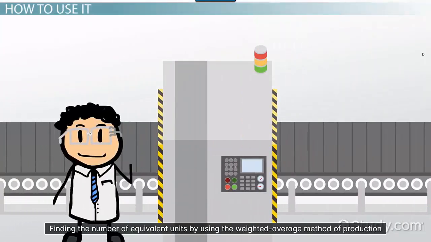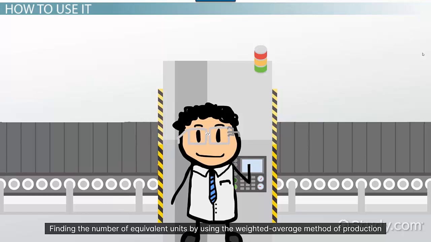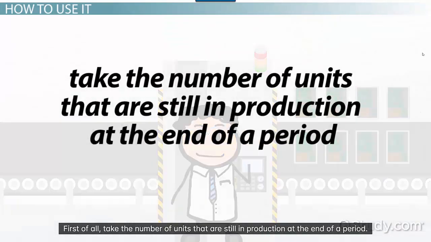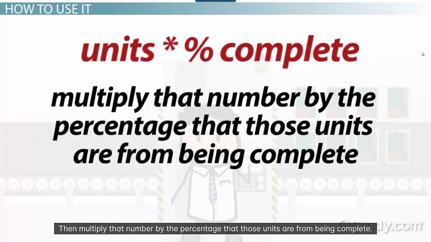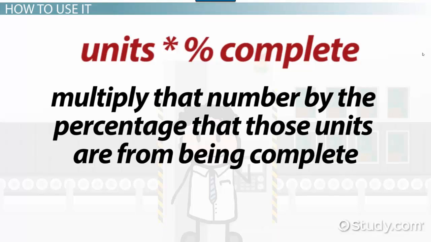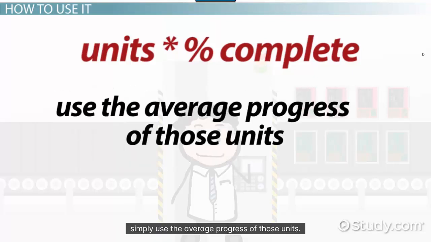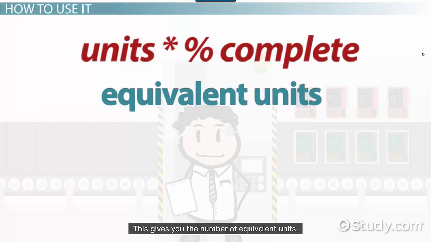Finding the number of equivalent units by using the weighted average method of production is pretty straightforward. First of all, take the number of units that are still in production at the end of a period, then multiply that number by the percentage that those units are from being complete. In cases where units are at different points of completion, simply use the average progress of those units. This gives you the number of equivalent units.